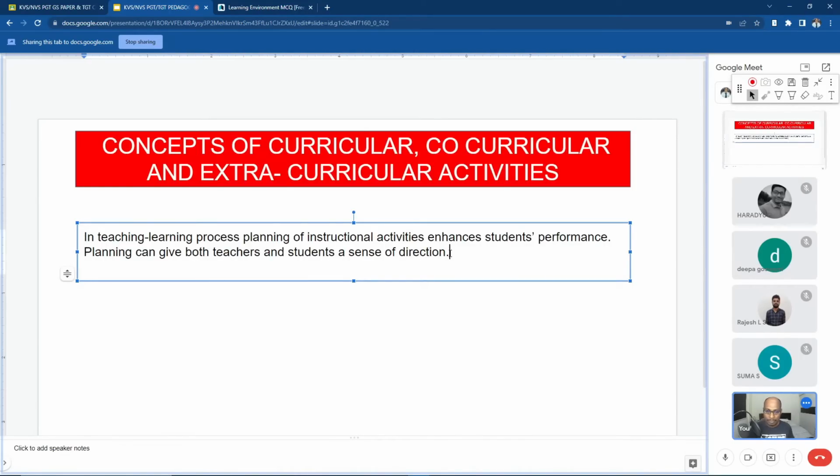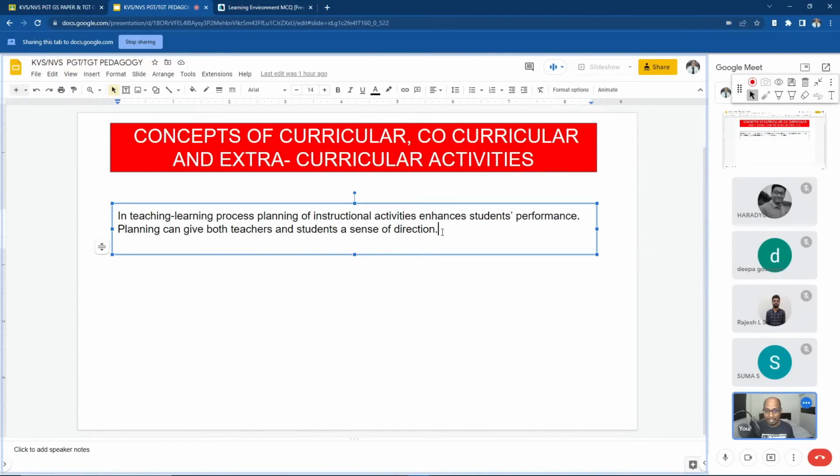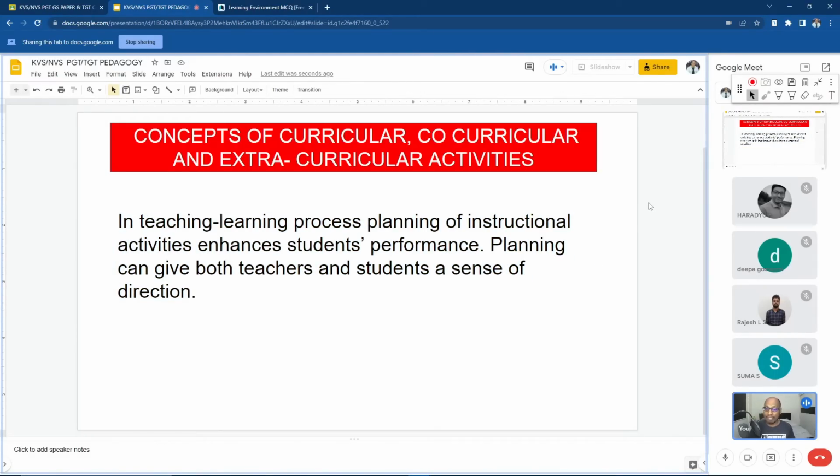Sometimes some teachers say students come only to play, they don't want to study at all. Or sometimes teachers say every class must be given only for teaching, they are wasting time in playing games. So different things are there, and especially in the KVS system there will be more cultural activities, extracurricular activities, co-curricular activities, so much exposure given to students.